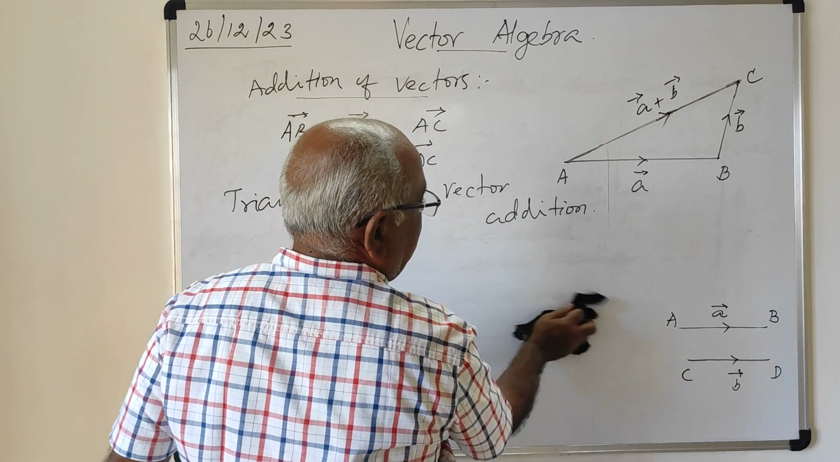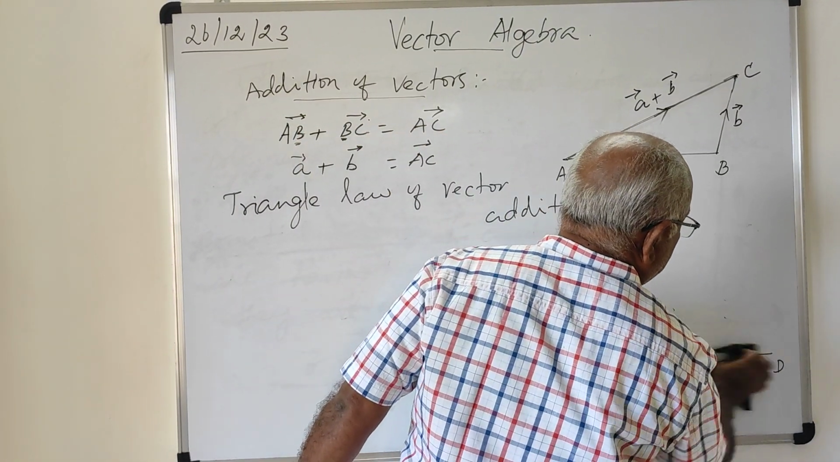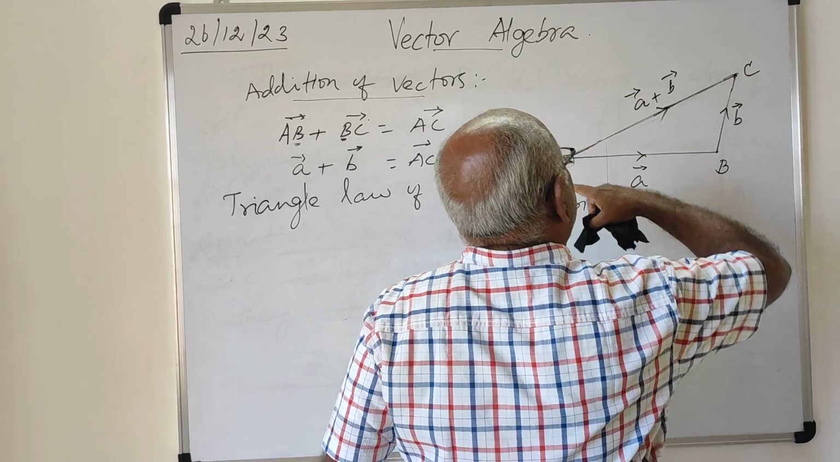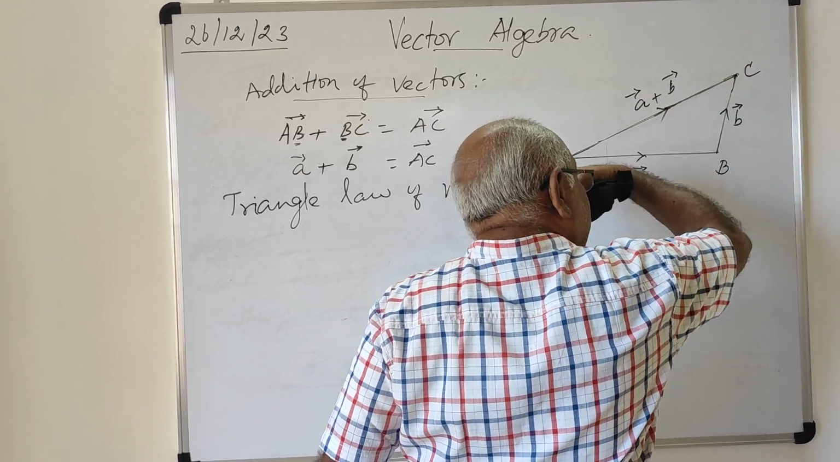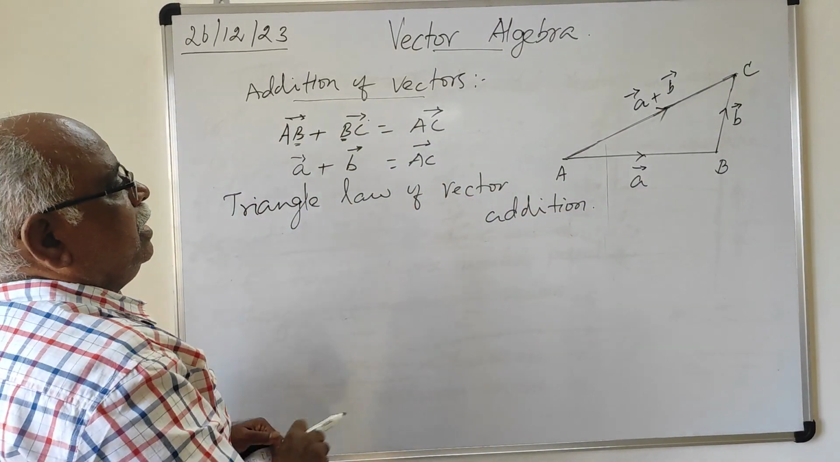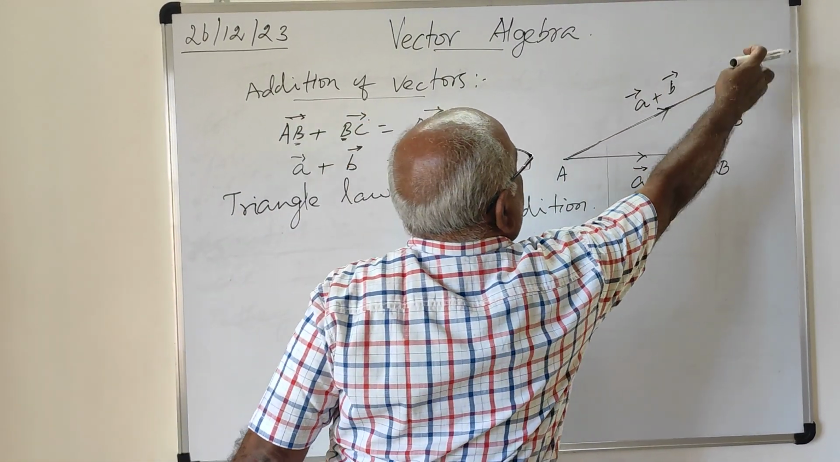This is represented by the sides of a triangle. The sum is represented by the third side of the triangle, but not in the direction of AB plus BC. CA is not in the direction of A plus B; the direction is AC, from the initial point of A to the terminal point of B, which is C.